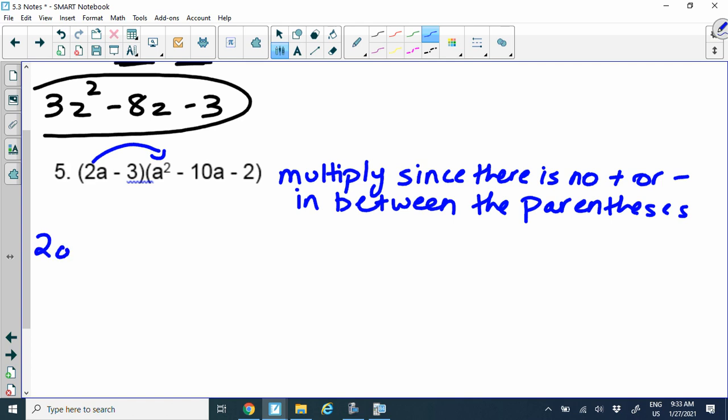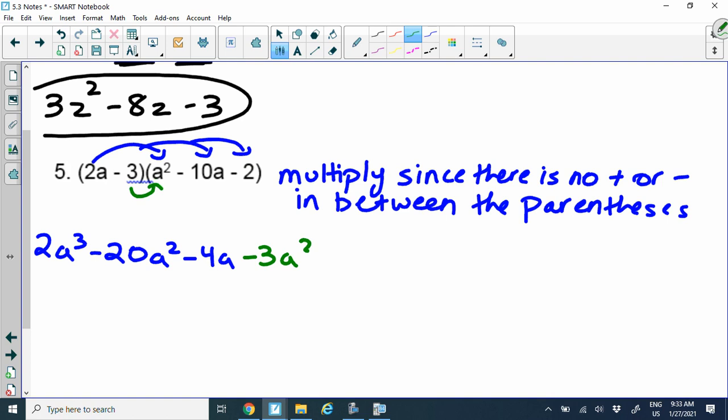That's going to give me 2a cubed. And then 2a times negative 10a, that gives me minus 20a squared. And then we'll have 2a times negative 2, that gives me minus 4a. Now I take my negative 3 and multiply it. So negative 3 times a squared, that gives me minus 3a squared. And then negative 3 times negative 10a. Now two negatives make a positive, so I get plus 30a. And then negative 3 times negative 2 gives me a plus 6.